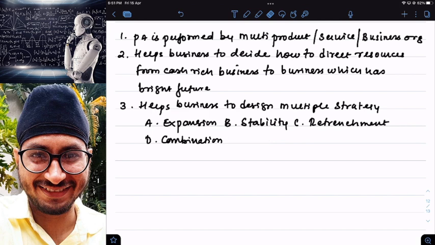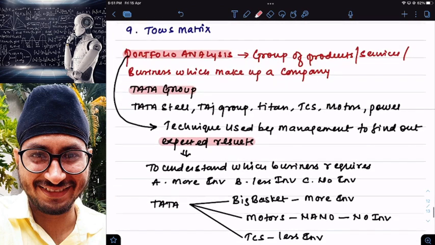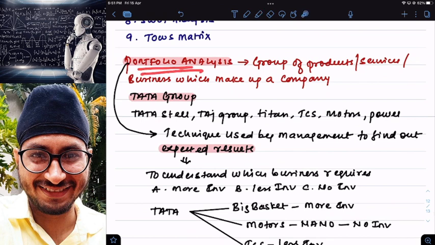So who will help me in deciding? Portfolio analysis. Once I perform portfolio analysis, I will come to know in which business expansion is required, in which business stability is required, in which business retrenchment or liquidation is required, and in which business multiple strategies have to be followed. All these things I will come to know only and only when I perform portfolio analysis.